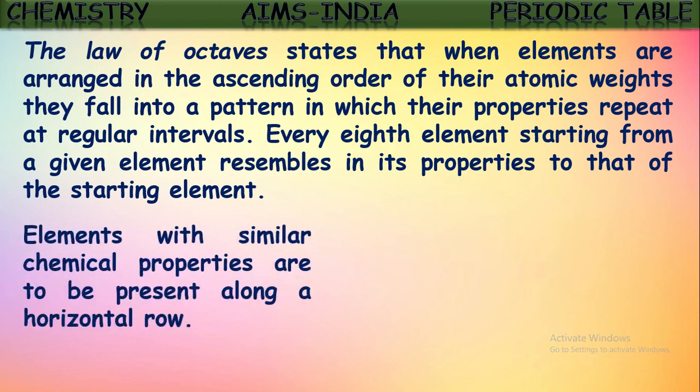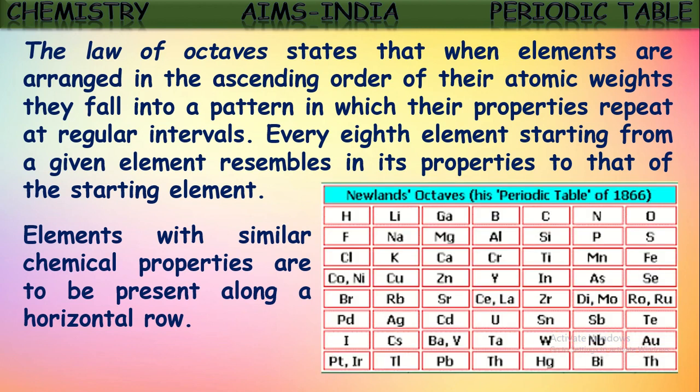So elements with similar chemical properties are to be present along a horizontal row. In this way, he arranged a table with the repetition of chemical properties from element to element. The element which has similar chemical properties to the previous element, he wrote down next to that. For example, if you see lithium, the consecutive eighth element is sodium. If we count from here: 1, 2, 3, 4, 5, 6, 7, and 8. So for lithium, the consecutive eighth element is sodium.